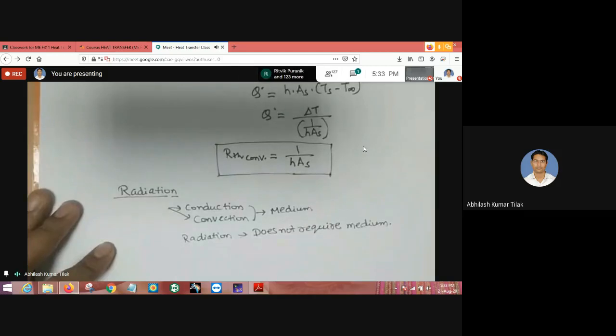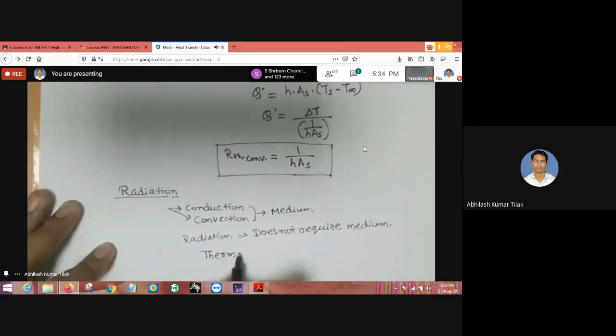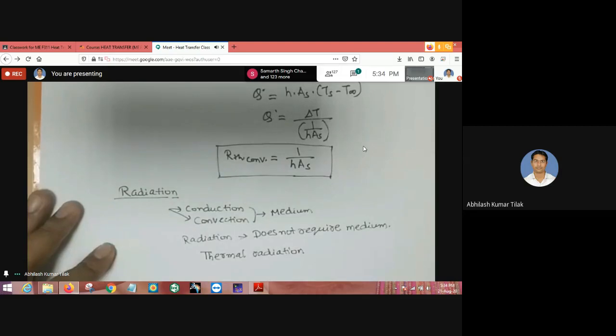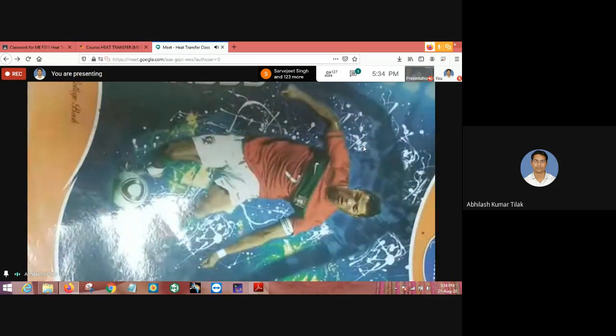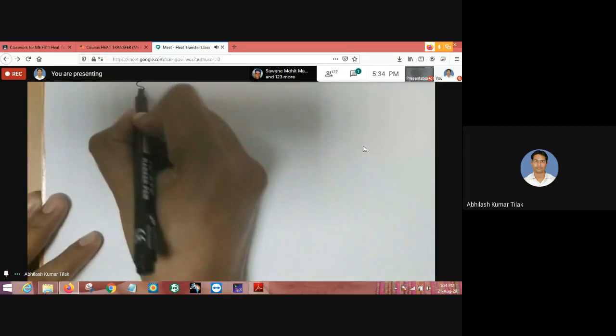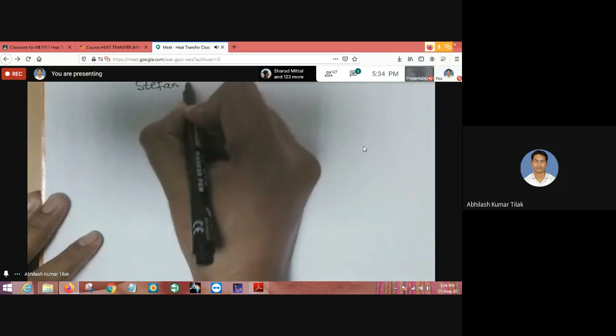Now in heat transfer studies, we are interested in thermal radiation, that is radiation due to the temperature. So we are going to discuss only thermal radiation here. As we had in the case of convection and conduction, there is a basic law for radiation also, and it is termed the Stefan-Boltzmann law.